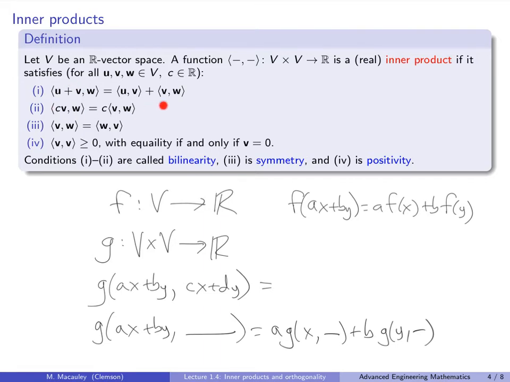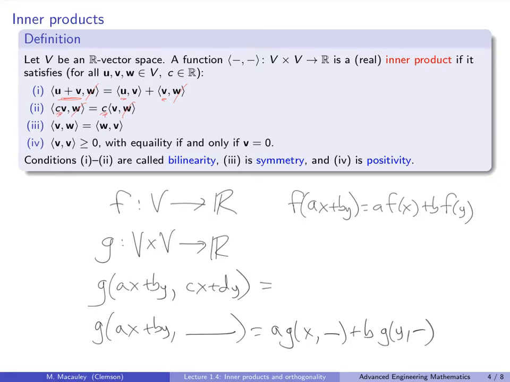So if you look up here in the definition above, if you fix this second coordinate w, so just pretend that's not there, notice that you have linearity because u plus v is a u here and a v here. And again, if you fix this second coordinate, pretend it's not there, then this c you can pull out right there.